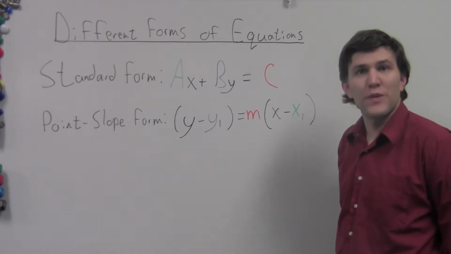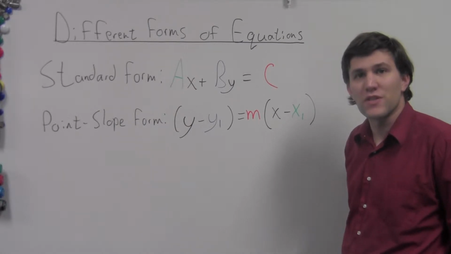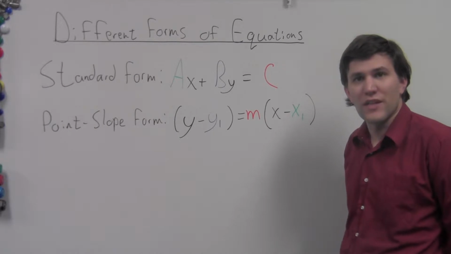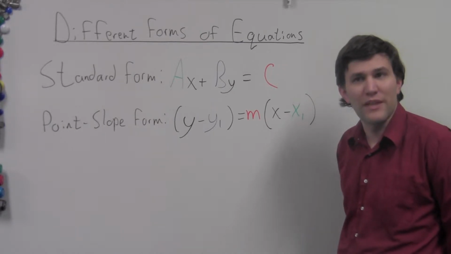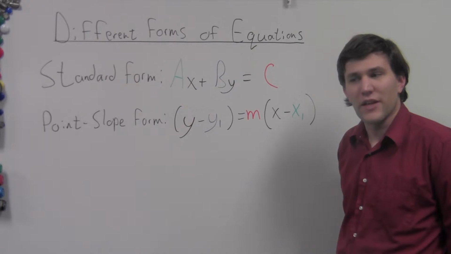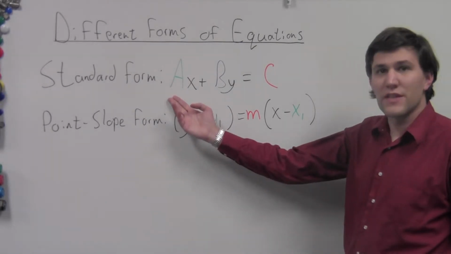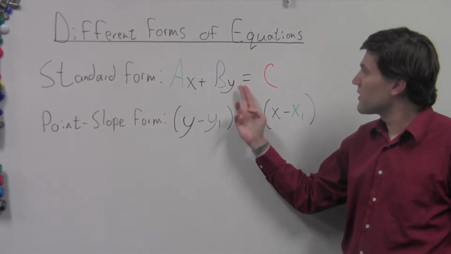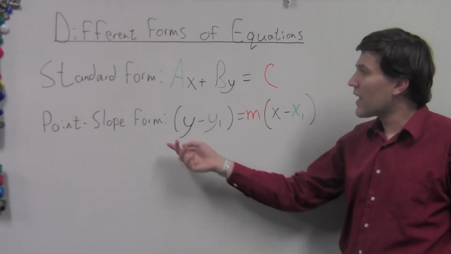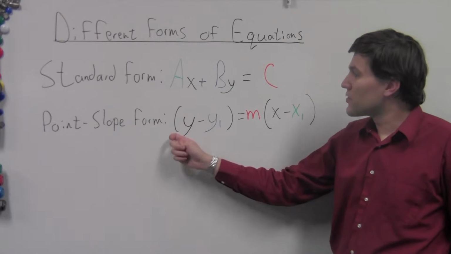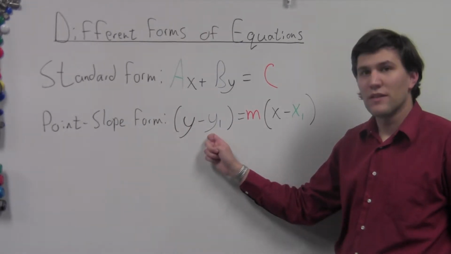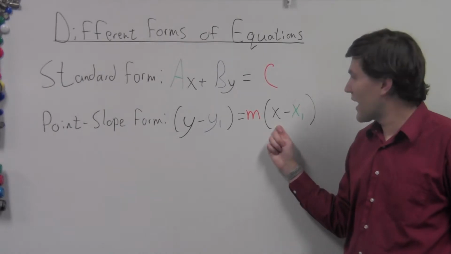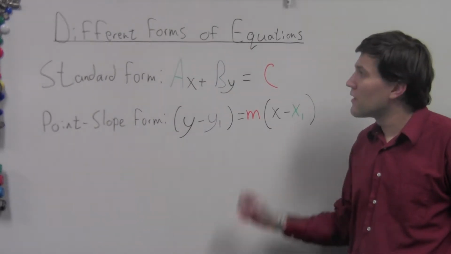Today we are going to be working with different forms of linear equations. Previously we have worked with slope-intercept form, which is written as y equals mx plus b. Today we're going to look at two other forms: standard form, which is written as ax plus by equals c, and point-slope form, which is y minus y1 equals m times (x minus x1).